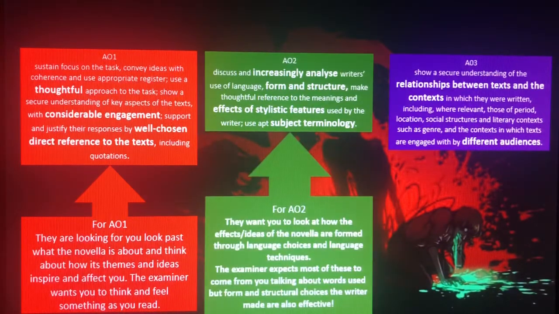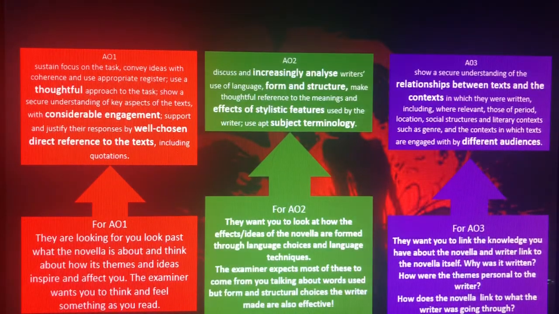For AO2, they want you to look at how the effects and ideas of the novella are formed through the language choices and language techniques. The examiner expects most of these to come from you talking about the words being used, but form and structural choices can also be effective things to comment on.